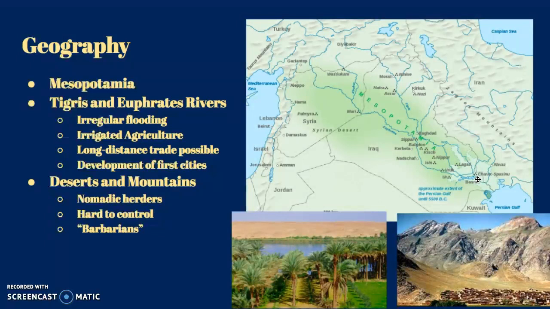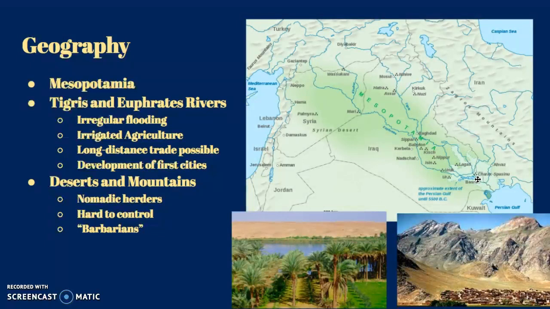The rivers also allow for irrigated agriculture. This is where you use the water from the rivers to sustain your crops. And this is important because it's pretty much a desert anywhere not right next to the river. And the rivers also make long-distance trade possible because you can use boats to ship stuff up and down the river. And all of this allows for the development of the first cities ever on the banks of these rivers.